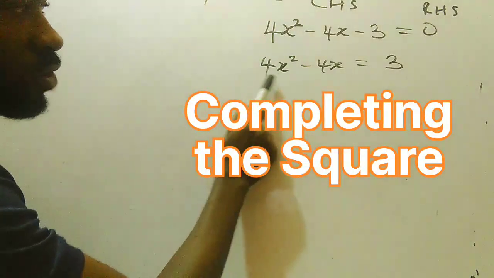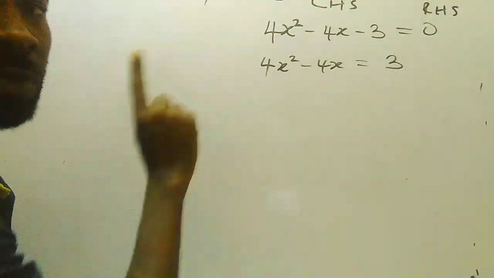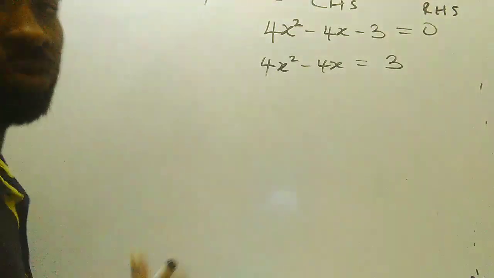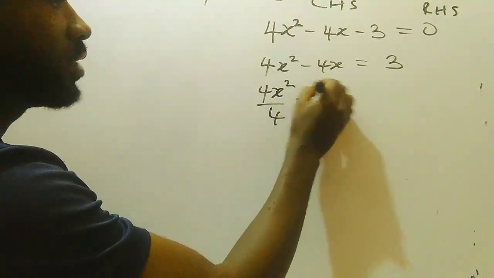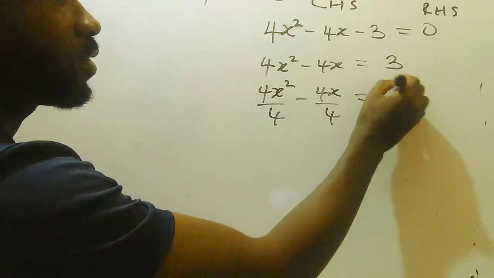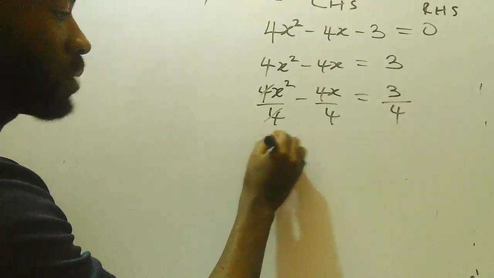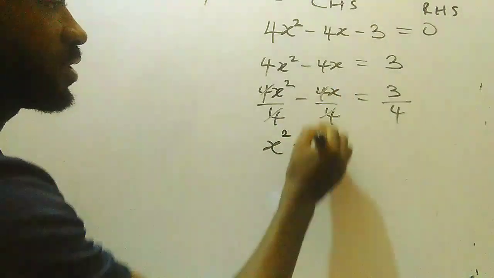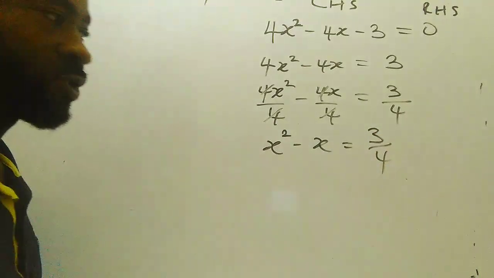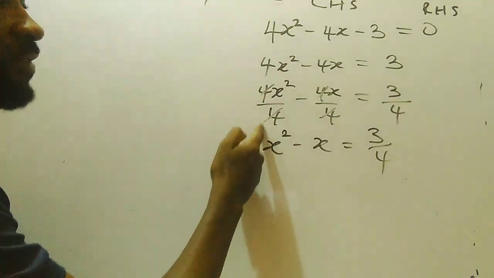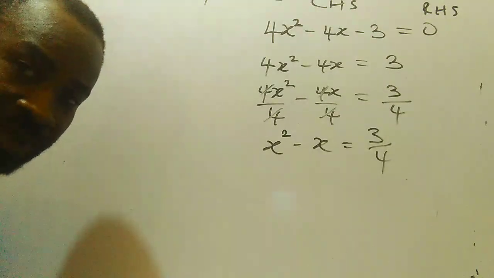Now our second step would be, we are going to make the coefficient of this first term become 1. So the coefficient of x squared here is 4. So I want this 4 to become 1. So I'm going to divide all through by 4. So this will give me 4x squared over 4 minus 4x over 4 equal to 3 over 4. So I've divided all through by 4. So this cancels this. So I'm having x squared. This cancels this. I'm having x. And then I'm left with 3 over 4. So you can see now that the coefficient of this first term now is 1. So we are done with that. So we have achieved step 1 and step 2.